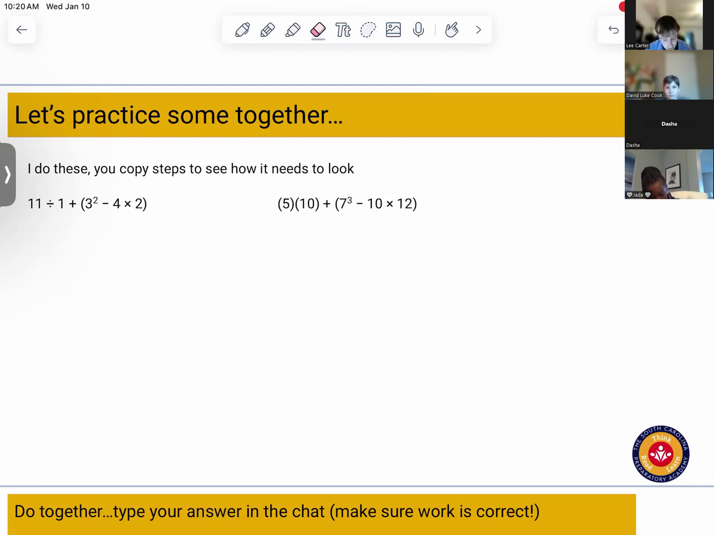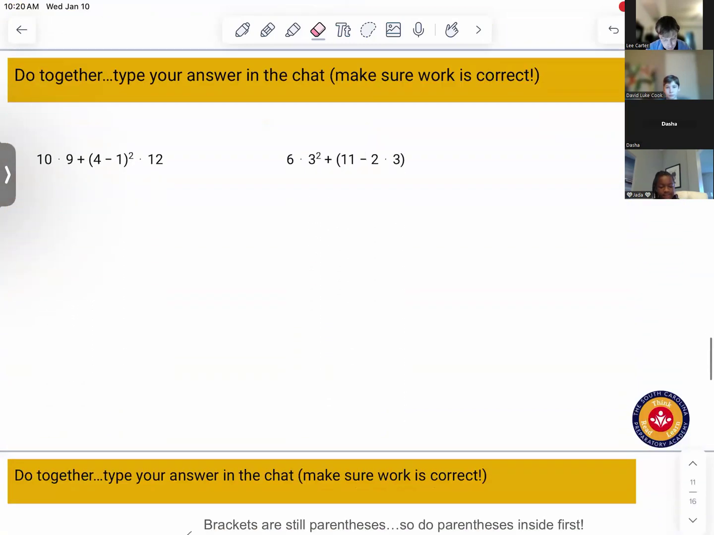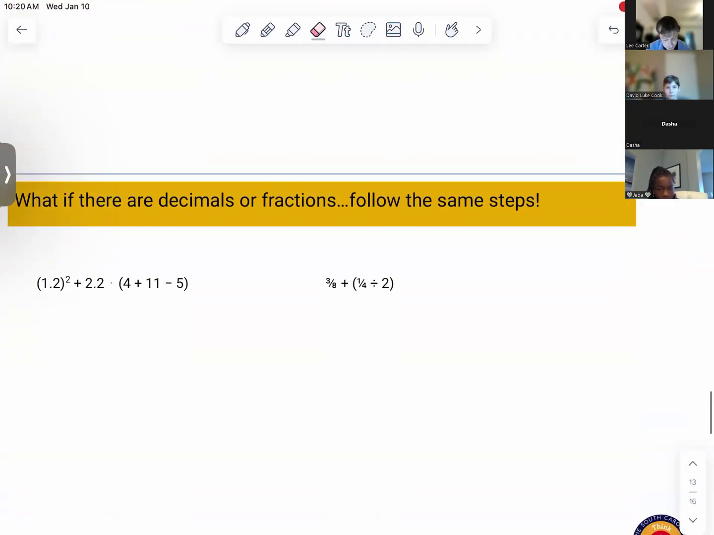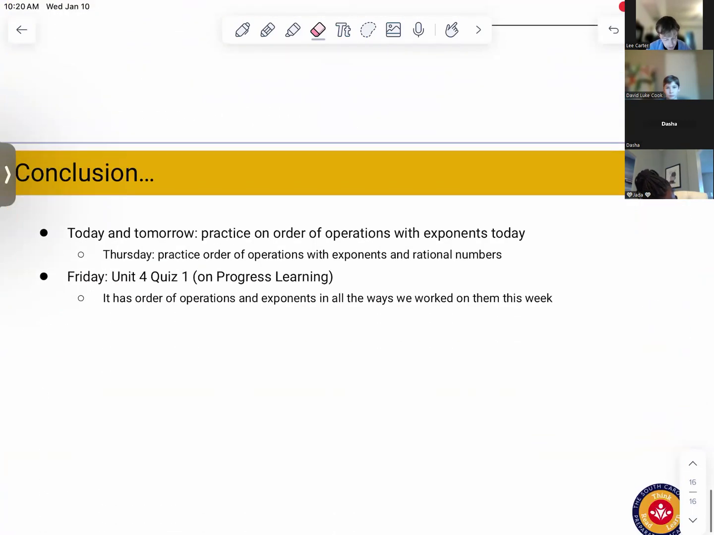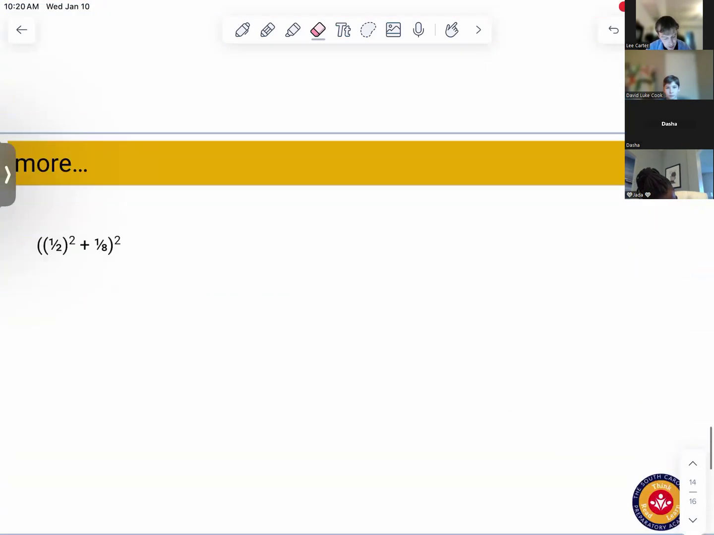Okay. All right. So we're going to do basically a few of these here. All right. And you can kind of see where we're going here. Okay. And then I got one error analysis.